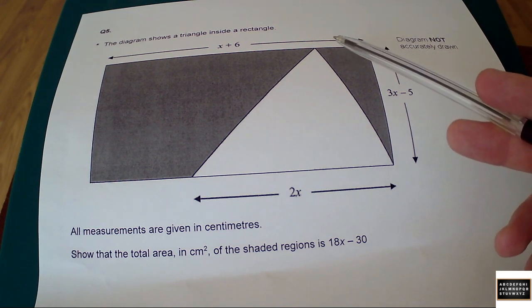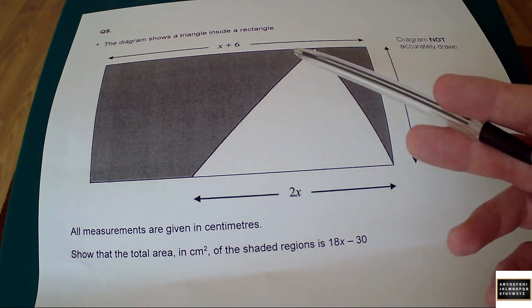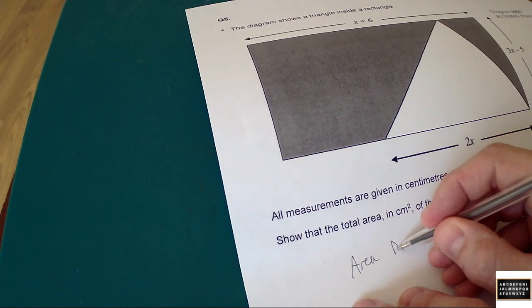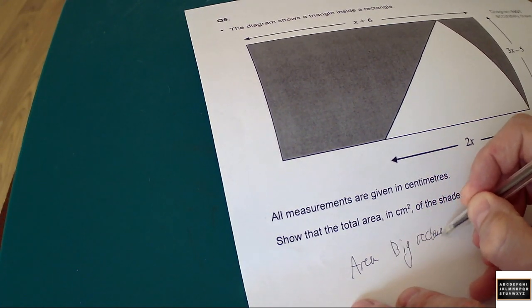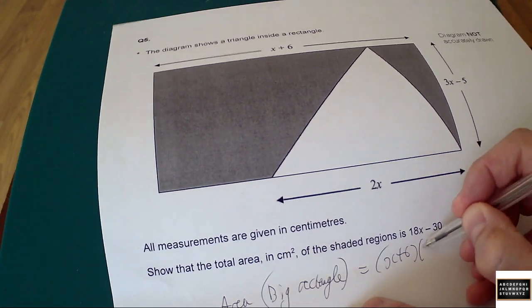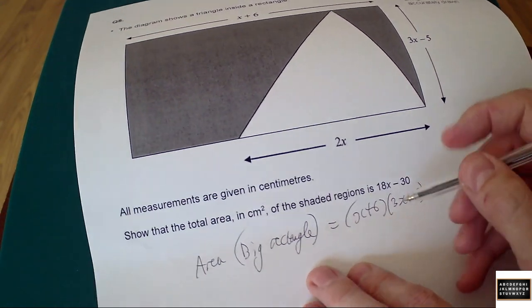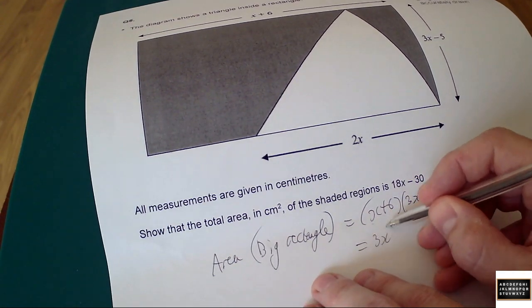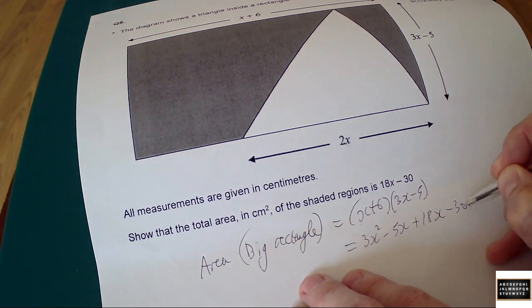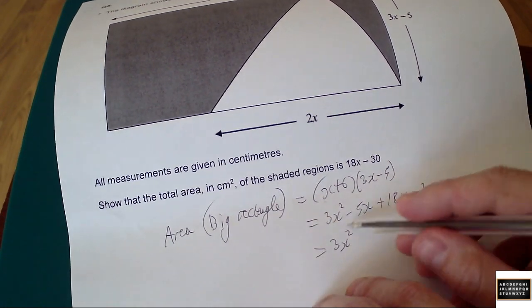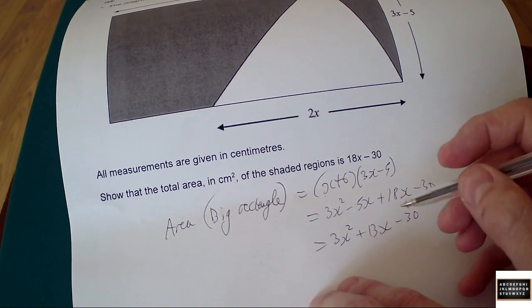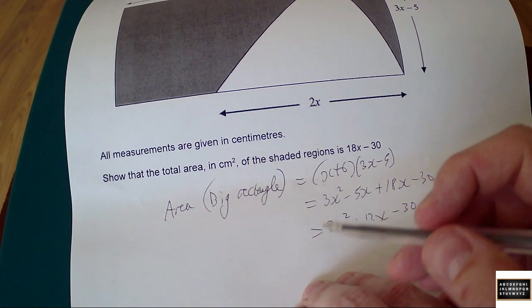Now, the strategy for this one is to work out the shaded region. So we've got to work out the area of the big rectangle, first of all, as an expression. It will be length times width, so x plus 6 multiplied by 3x minus 5. So as an expression, I'm going to work out the first 2 terms multiplied, the outside terms multiplied, the inside terms multiplied, and the last 2 terms multiplied. So minus 5x is 13x, and then minus 30. Okay, so that's hopefully an expression that we'll get for there.